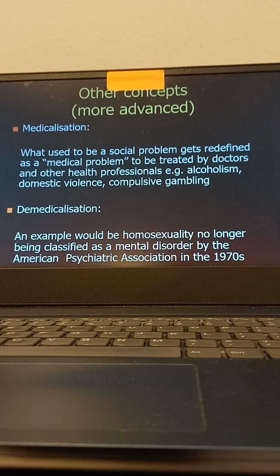Domestic violence, again, is more and more perceived as a problem which can be handled or assisted through help from mental health workers. Compulsive gambling or gambling addiction, right? So again, can be seen as a mental health problem rather than an individual failing. Now there's also demedicalization. An example would be homosexuality, which is no longer classified as a mental disorder by the American Psychiatric Association from the early 1970s onwards.